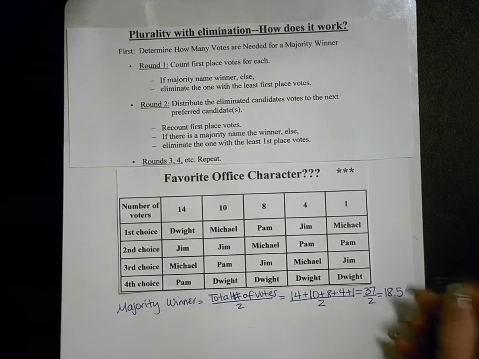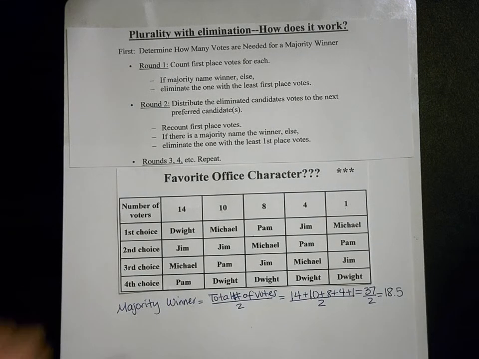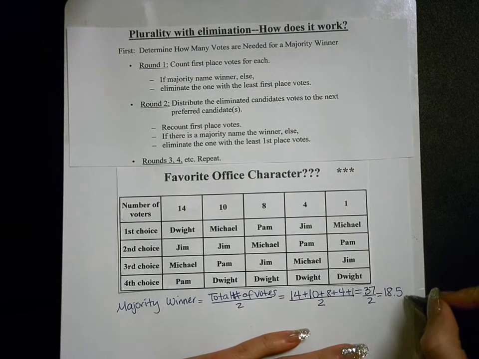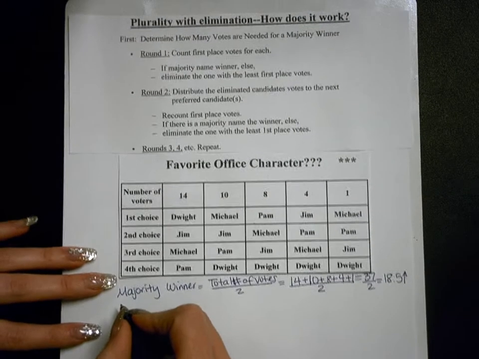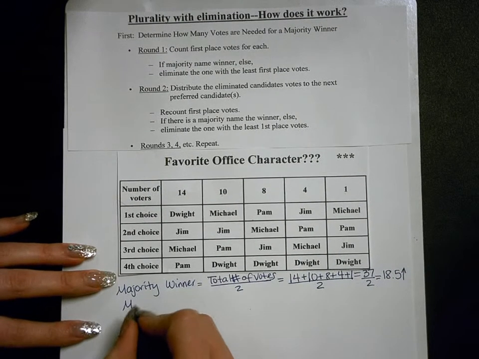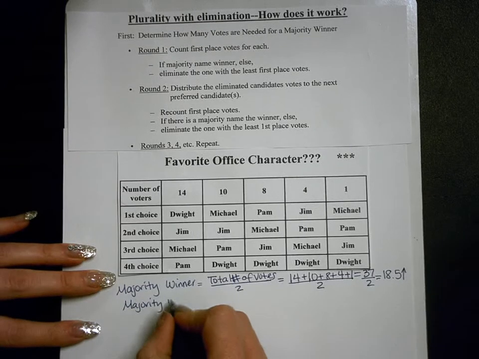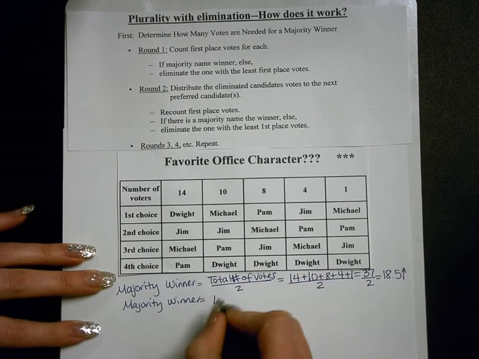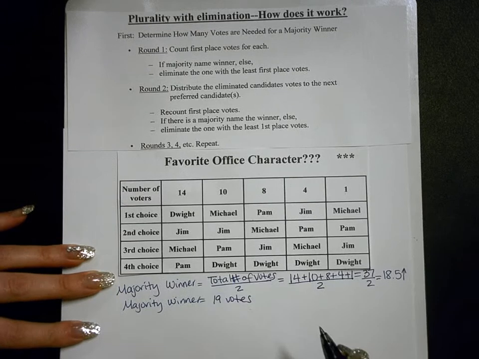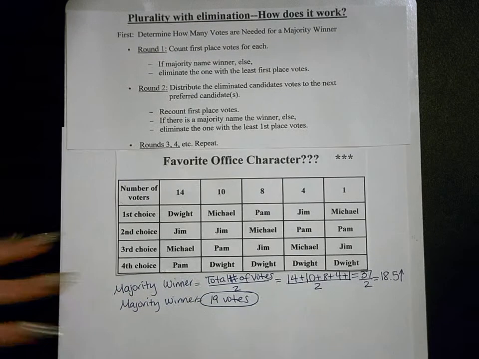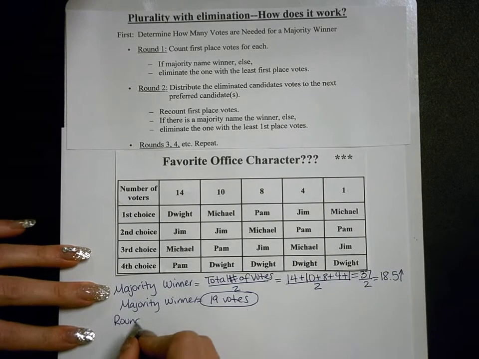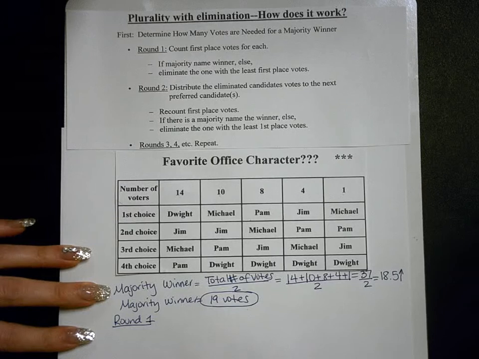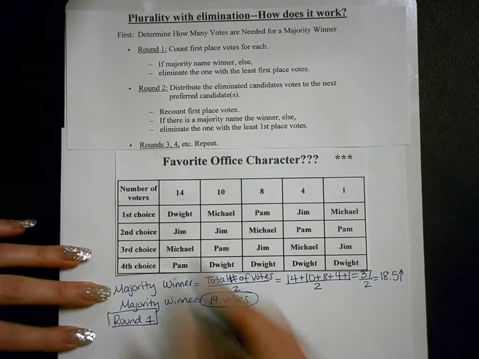Now that is the halfway mark. What we're looking for is a majority, over half. 18.5 is half, and we need over half. That's why we round up. So the majority winner needs to have 19 votes. That's what we're looking for. Now we're ready for the rounds. Round 1 states that we count up the first place votes for each candidate. So let's start with Dwight.